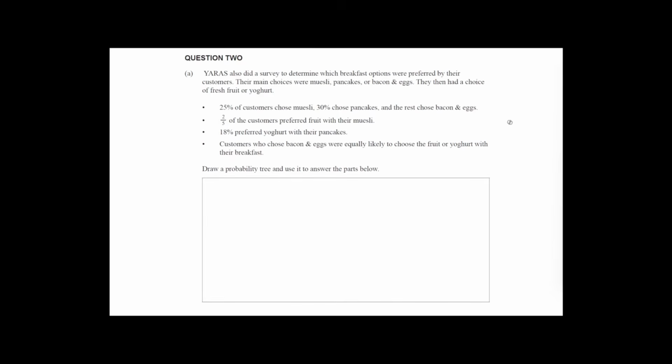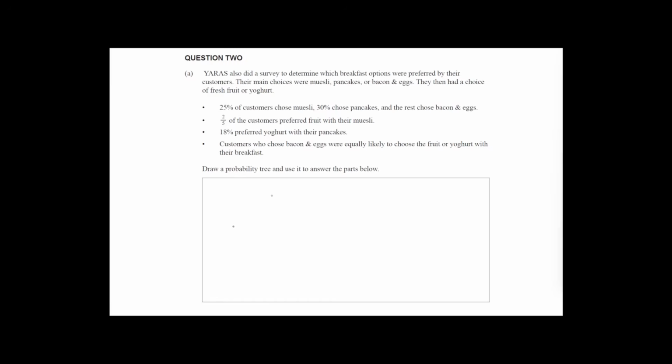All right. Question 2. Yaris did a survey to determine which breakfast option is preferred by their customers. Their main choices were muesli, pancakes, or bacon and eggs. They then had a choice of fresh fruit or yogurt. Okay, 25%, blah, blah, blah. Draw a probability tree and use it to answer the parts below.